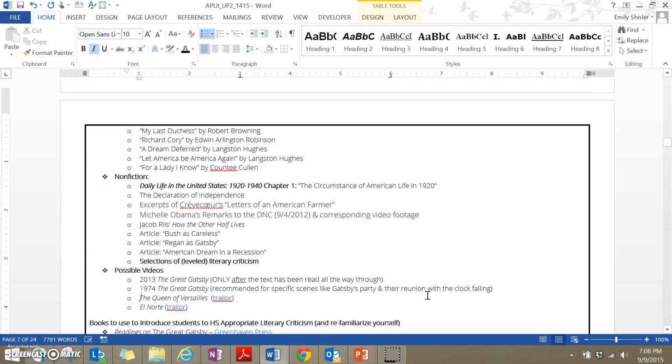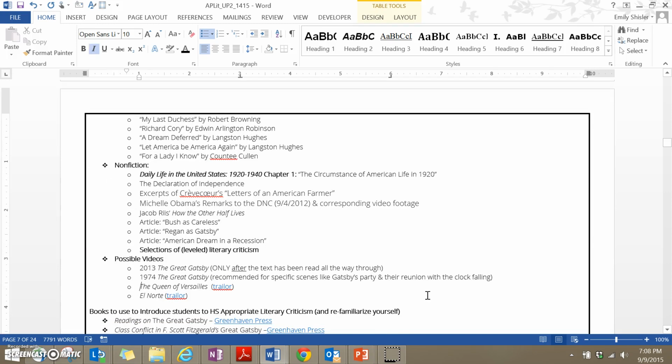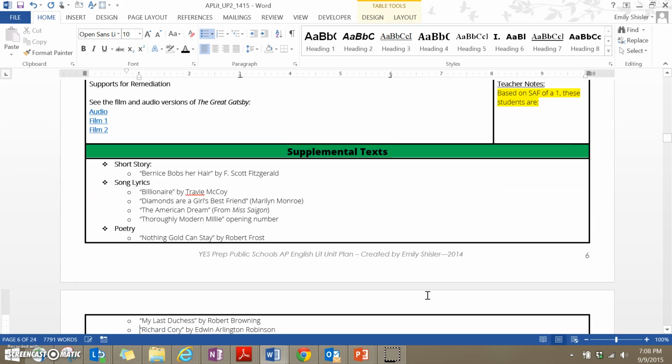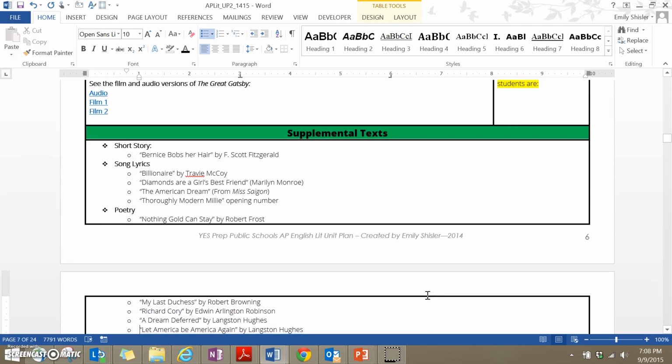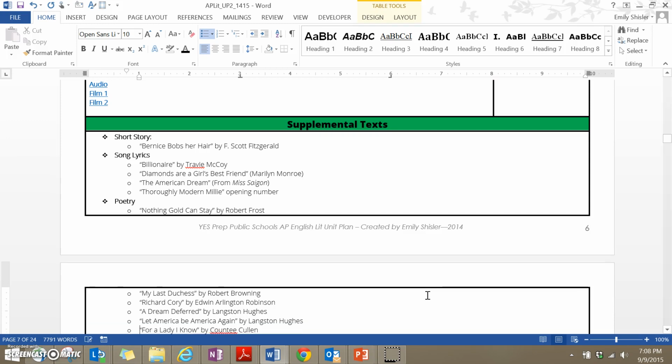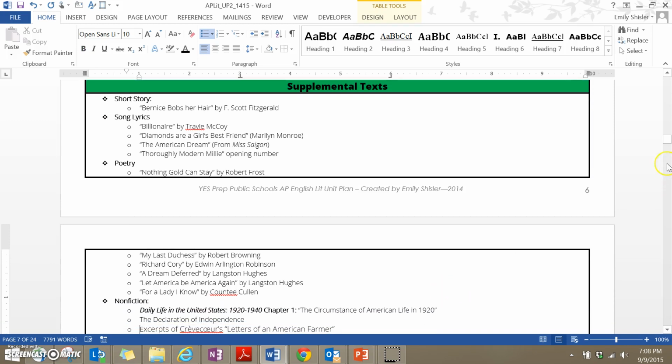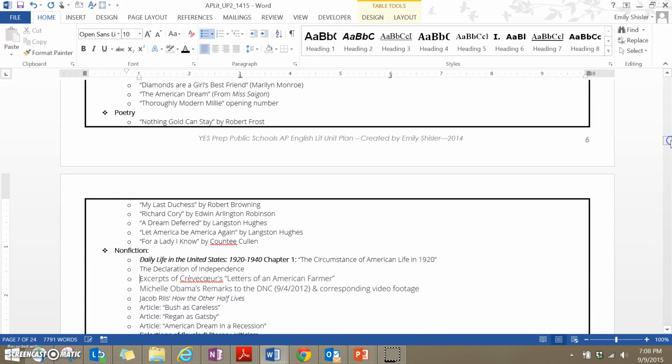There's also a lot of supplemental readings you can give to students during this unit. Nothing Gold Can Stay pairs beautifully with this book and is basically the theme of all poems and readings for the rest of the year, as my students like to tell you. So that's a great place to start.